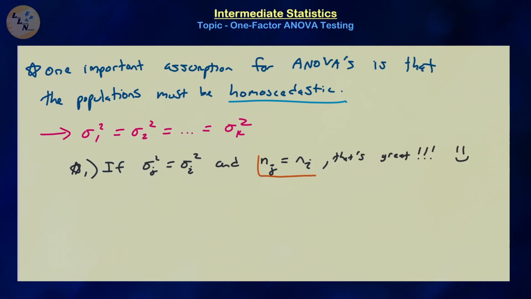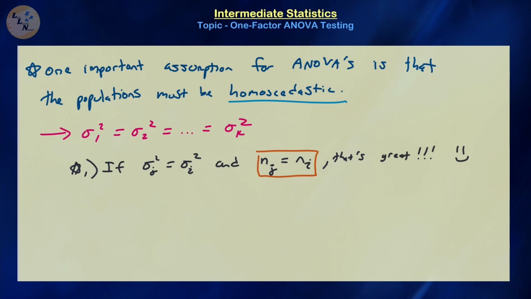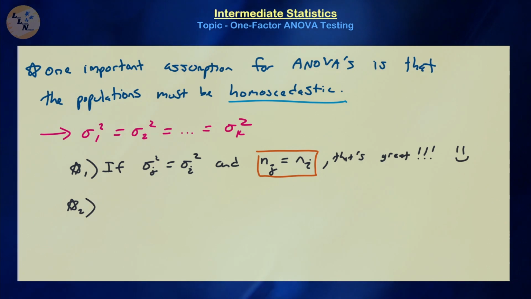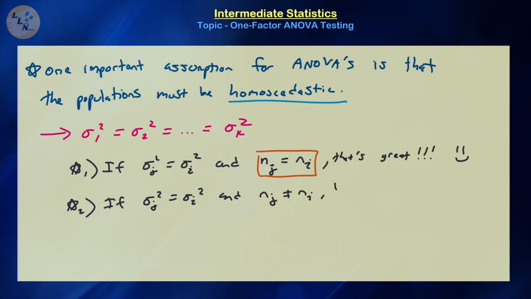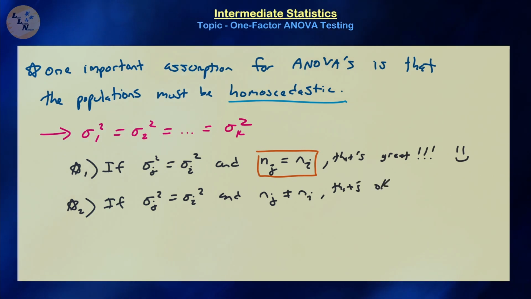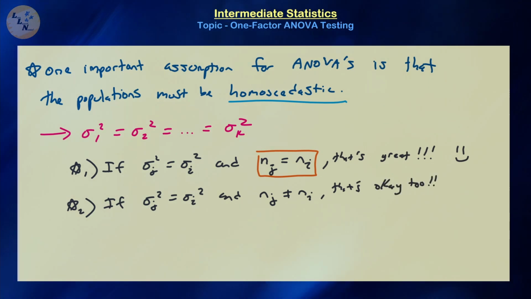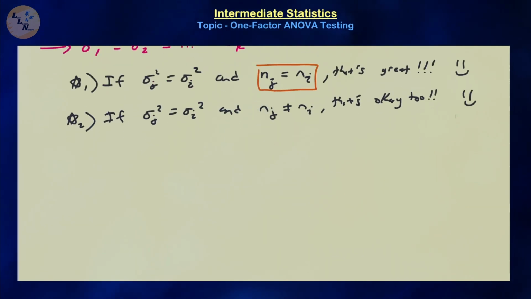And you may be thinking, well, typically speaking, is it always possible to have equal sizes? No, of course not. And of course, we would like the sample sizes to be as large as possible, right? But actually, this is better than equal variances and unequal sample sizes, right? Which is case 2. So case 2 is if sigma j squared equals sigma i squared and our groups are not necessarily of the same size, that's okay too. So don't be sad if your groups are not the same exact size. If you have evidence to believe that the variances are equal to each other, that's okay as well.